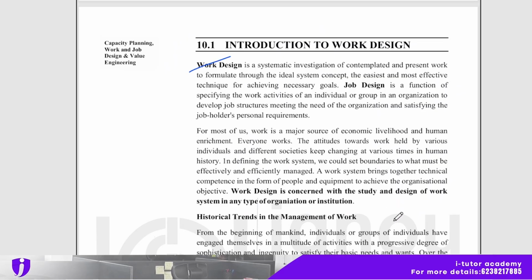Work design is a systematic investigation of contemplated and present work to formulate the ideal system concept, and the easiest and most effective technique for achieving the necessary goal, and job design is a function of specifying the work activity of an individual or group in an organization to develop job structure meeting the needs of the organization and satisfying the job holder's personal requirements.